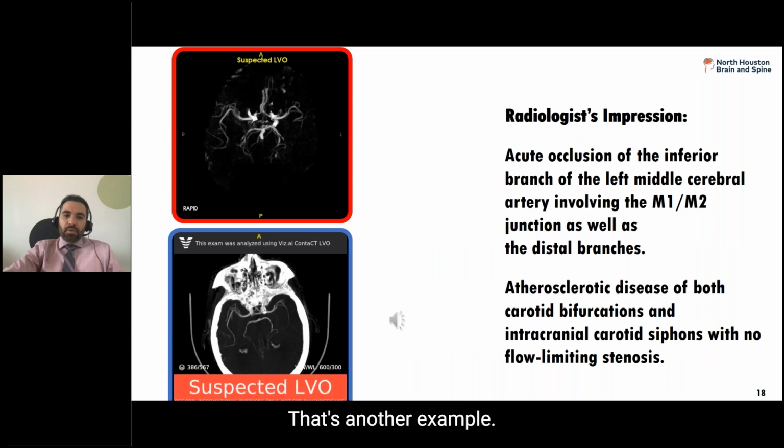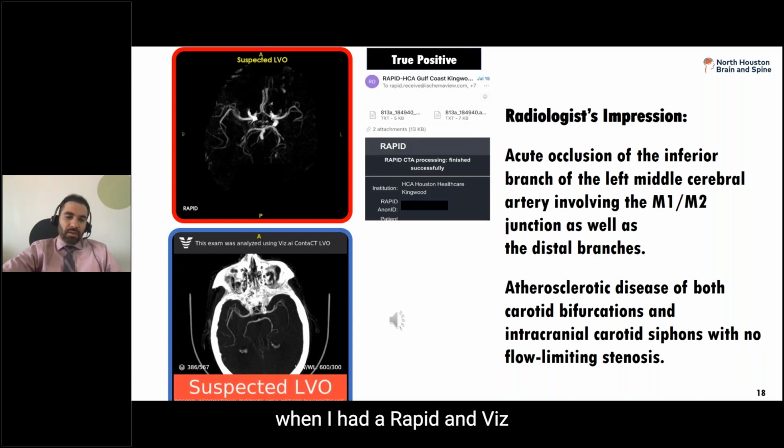That's another example. However, as you can see, Rapid suspected LVO on the left side and Viz concurred with it. And we compared this with the final radiology read, which reported a left M1, M2 occlusion. So at that time, when I had Rapid and Viz, the only way to get a notification for the studies from Rapid was to receive an email. I'd have to go check my email, and then I would see this picture of suspected LVO. Then I'd have to open the app.